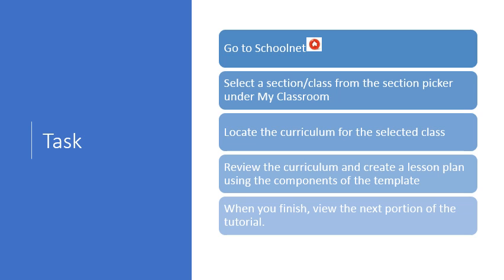Go to SchoolNet, select a section or class from the section picker under My Classroom. Locate the curriculum for the selected class. Review that curriculum and create a lesson plan using the components of the lesson plan template. When you finish, view the next portion of the tutorial to learn how to add that lesson plan to SchoolNet.